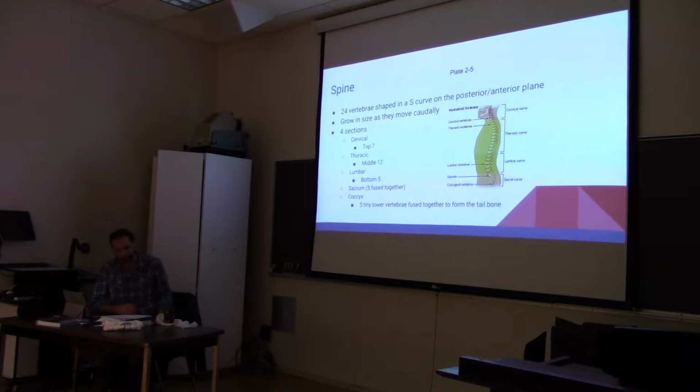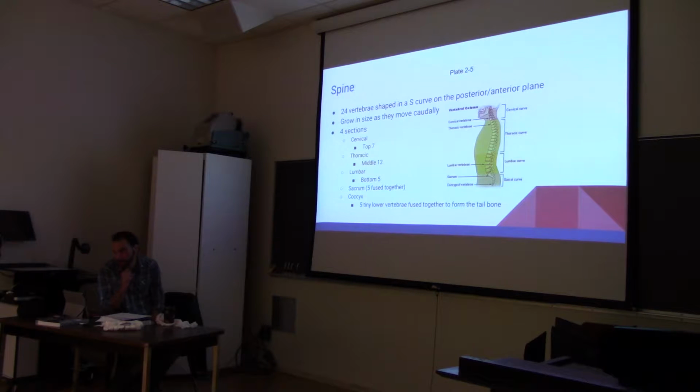All right, for the spine. So if you have your book, this is plate 2-5. That's where I'm putting it. Okay. So there's 24 vertebrae that we have that are shaped in an S curve on the posterior anterior plane, right? Like this. So that's if I was standing like this, right? Let's see my spine. Good. They grow in size as they move caudally.